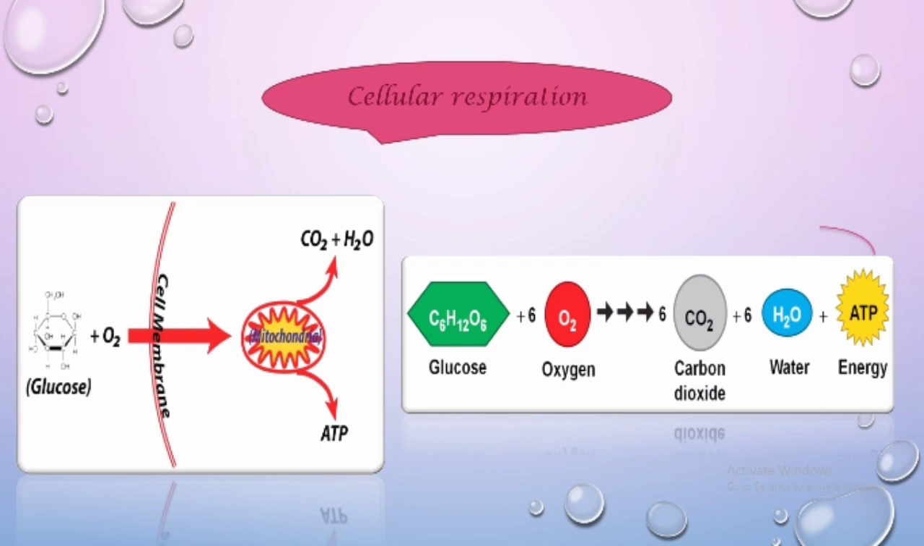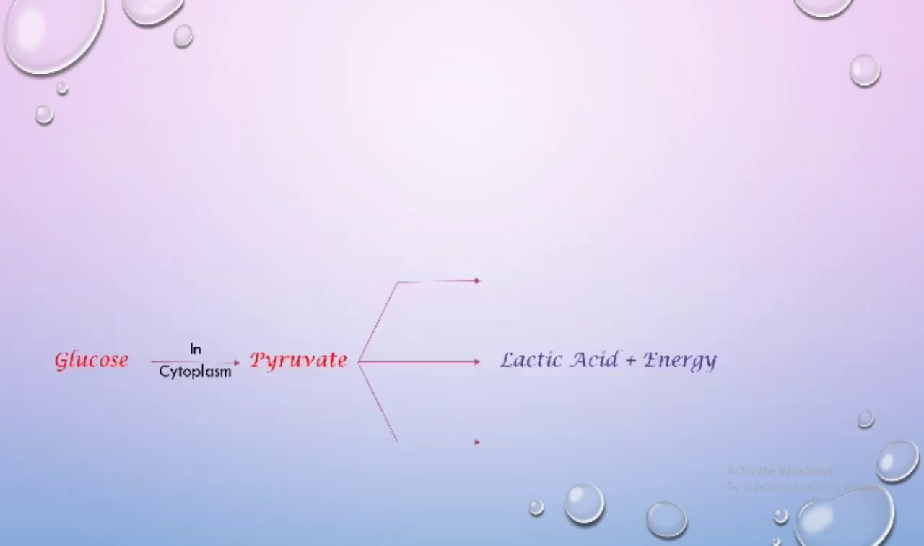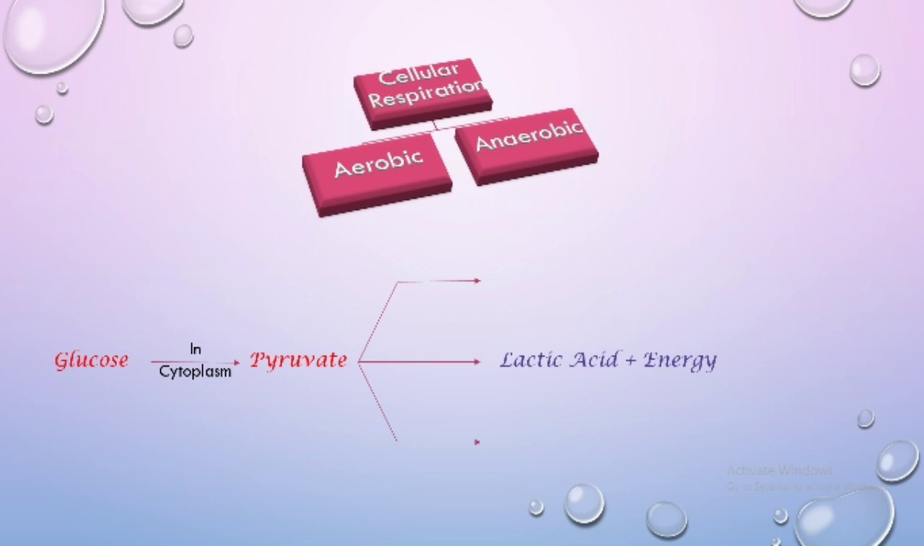Adenosine triphosphate is the energy currency for most of the cellular process, which helps in synthesis of proteins, conduction of nerve impulse, muscle contraction, and so on. Cellular respiration is of two types, aerobic respiration and anaerobic respiration.